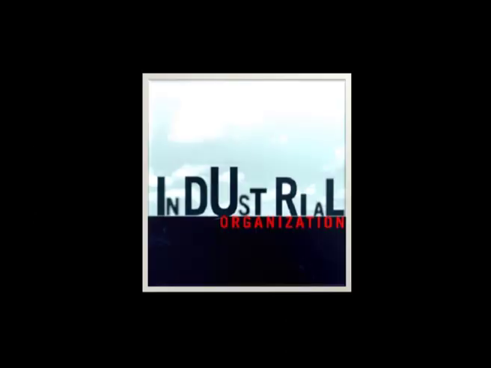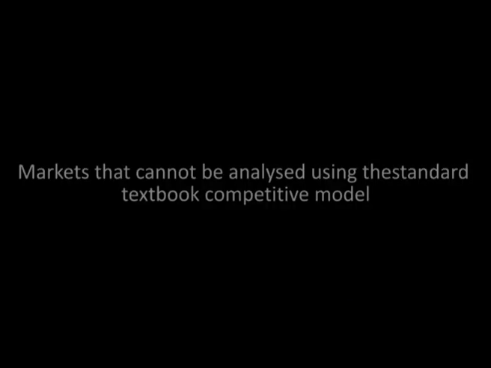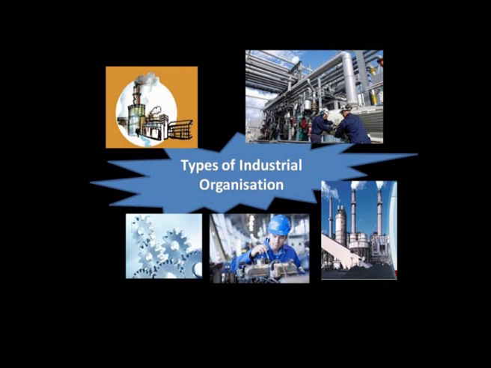It is important to note that this chapter is divided into 5 sections. In the first section, you will learn about how industrial organization is approached as a subject. The subject has been described as concerned with markets that cannot easily be analyzed using the standard textbook competitive model. Having learned the way this subject is approached, don't you think it is important to study its types as well? Yes, the next section deals with the types of industrial organization.